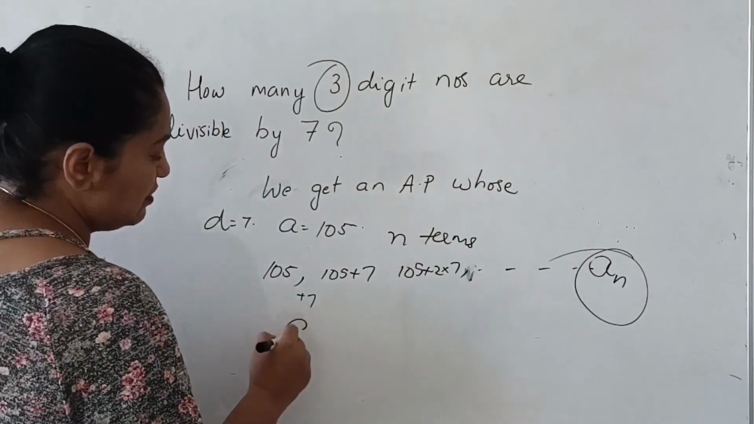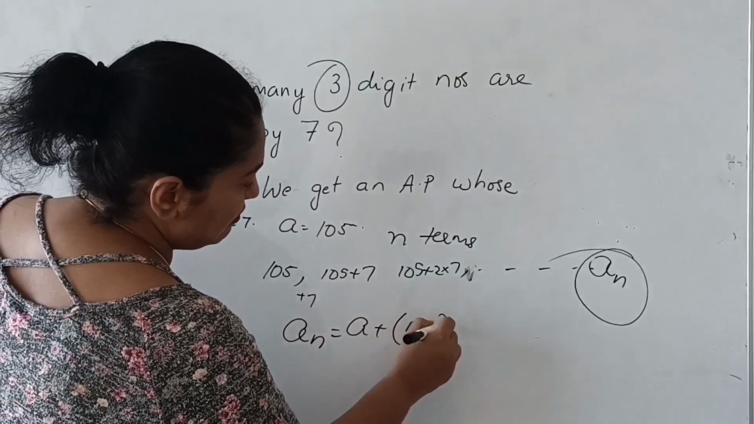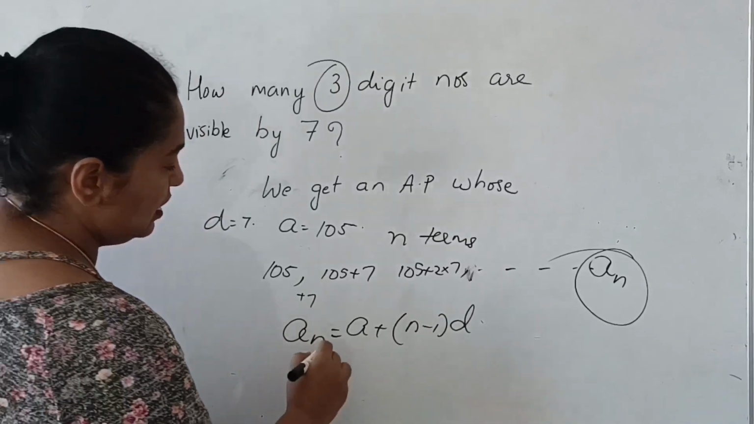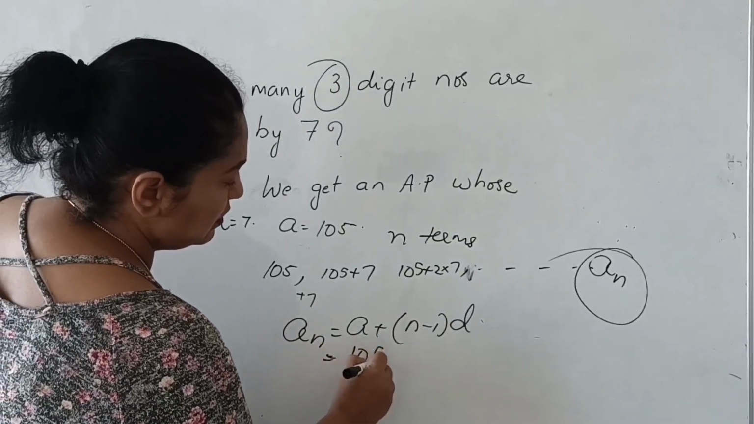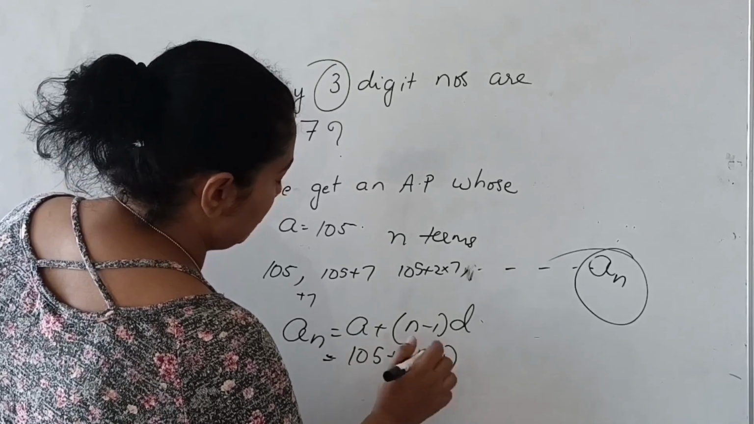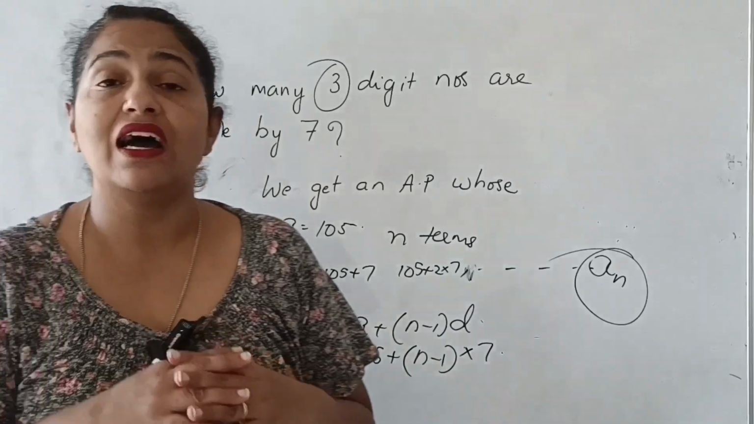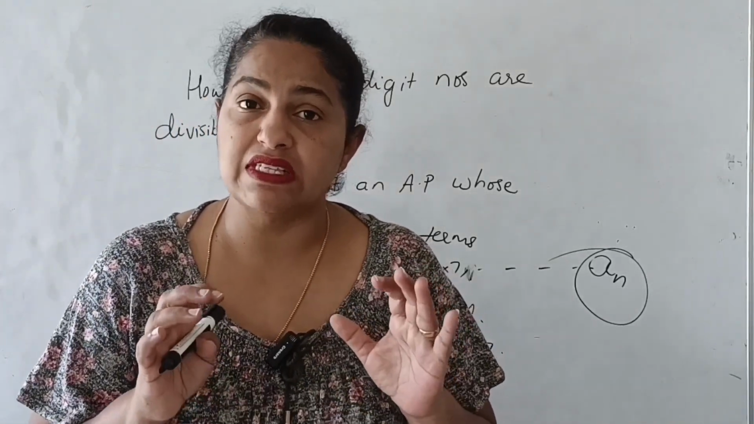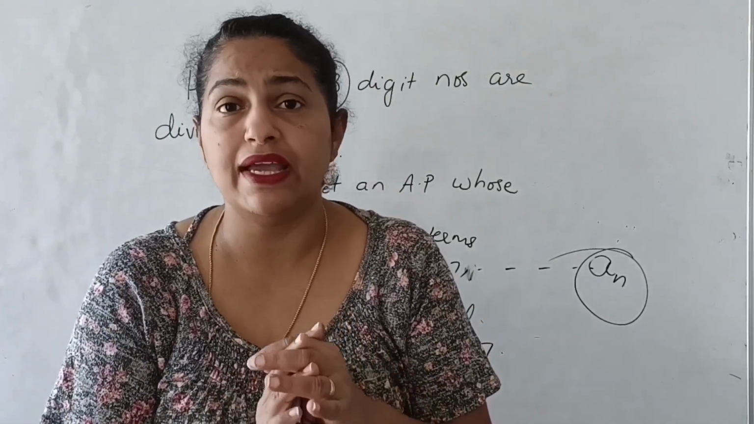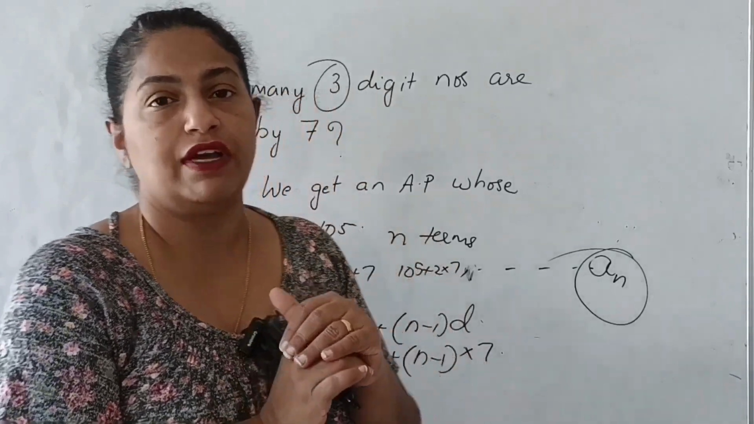Okay. How do you write the formula? a plus n minus 1 into d. Correct. a, I know the value. n, I have to find the value, and d also I know the value, which is 7. Now, an is the last 3-digit number that is divisible by 7. So, can you find the last 3-digit number which is divisible by 7? Let us see how we can find it out.